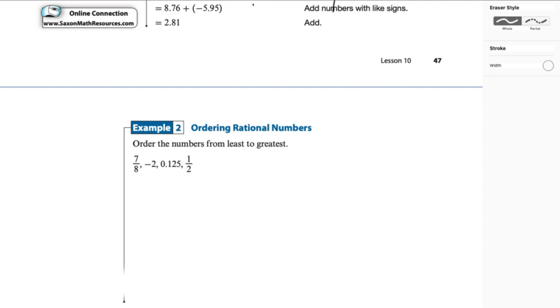Here in example 2, we're going to be ordering from least to greatest. And so we need to be a little bit careful in thinking about what's going on. The first thing I notice is I've got a negative, and I know that's going to be the least. And now I'm looking at some of these other values.